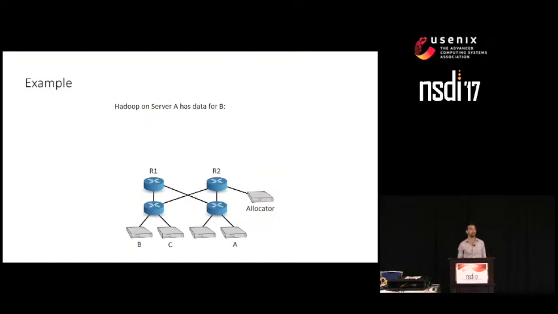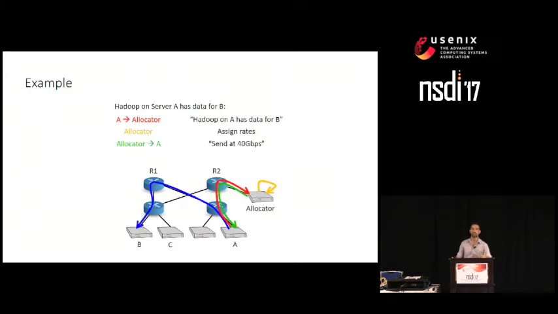Let me run through a quick example. Let's say Hadoop on server A has some data to send to B. First, A opens the TCP connection and starts transmitting. In parallel, A contacts the allocator and tells it Hadoop has some data for B. The allocator assigns rates, and in this case, tells A it can burst at line rate. So now A can stop slow start and just burst at line rate.